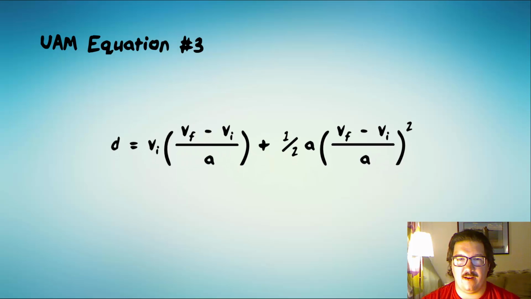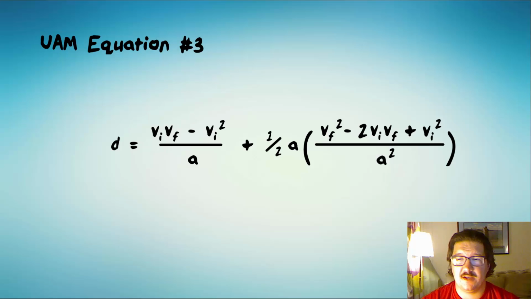All right? And we're going to clean this up. We'll just get right into it. Let's distribute that vi into the vf minus vi, and let's square that term on the right. Okay? So when we do that, we get this mess. Don't worry, we're going to clean this up. Look at the term on the right. We have 1/2 a, and then we have over a squared. So one of the a's and the a squared cancel out. So that's cleaner. And now let's multiply the whole equation by a. So we get an ad on the left, and those a's in the denominator disappear.